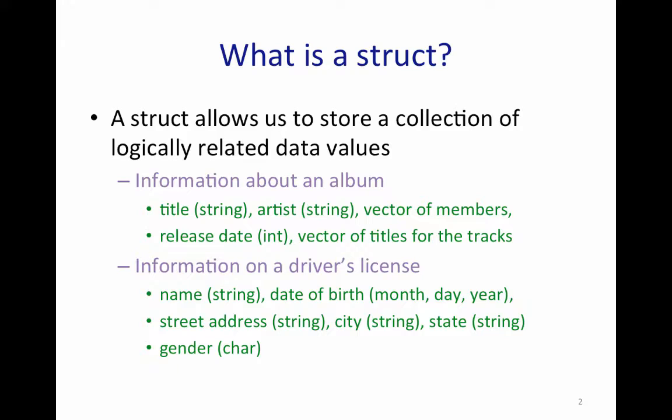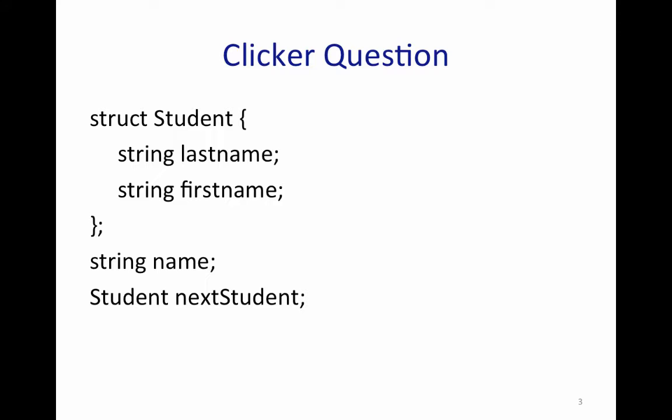Another example might be a music album, where you want to keep track of the title, the artist, perhaps a vector of members. If it's a band, you would like to have all the members recorded, the release date, which might be an integer, and a vector for the titles of the tracks on that album. So those are two examples where you would like to be able to hold information about some kind of object, and it's a group of logically related data values, but the types of the data are different.